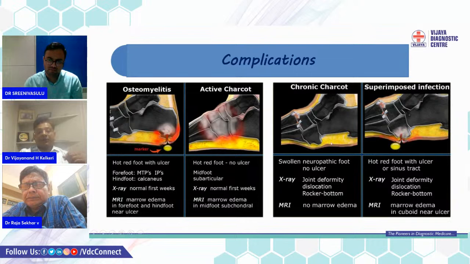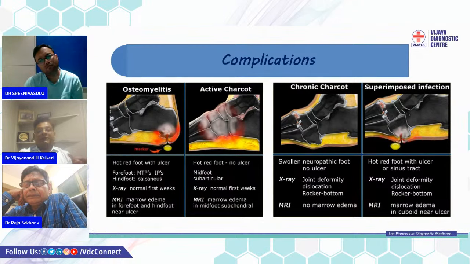Coming to the next, a chronic Charcot, wherein the foot is swollen. It's basically a swollen neuropathic foot, but there may not be any ulcer, because this progresses to chronic Charcot. And then you can see the joint deformity, dislocation, and rocker bottom foot, or basically the misaligned, or there are dislocations of all the foot bones, leading to rocker bottom foot.